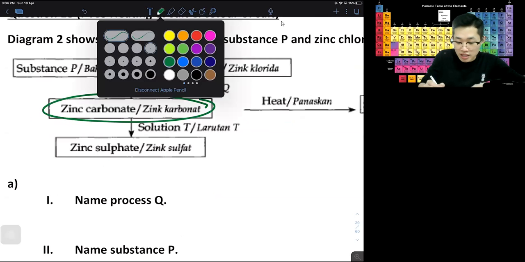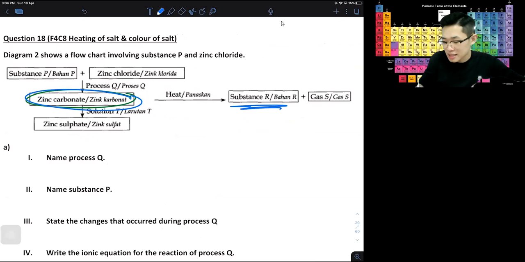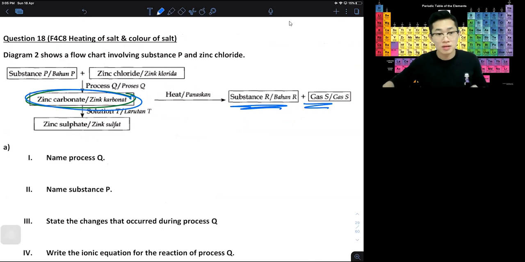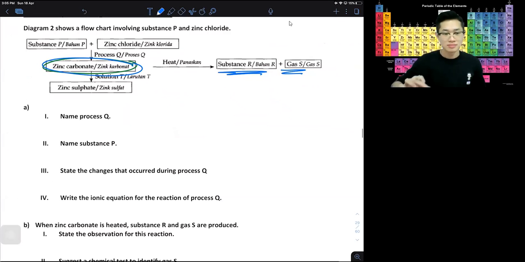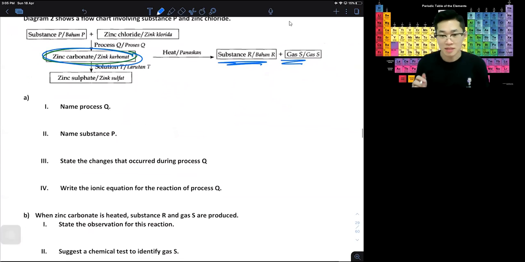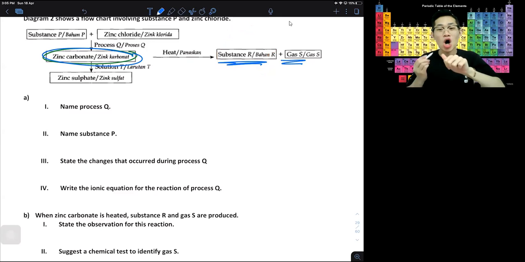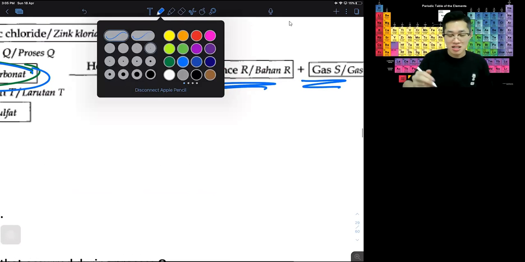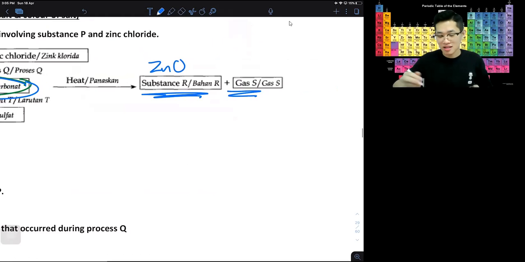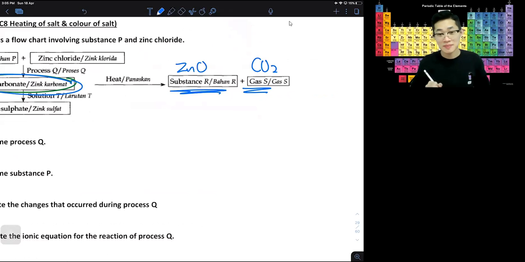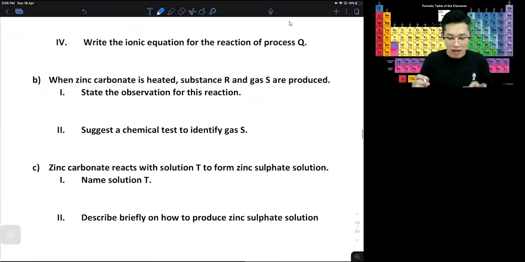So when we heat zinc carbonate, I get substance R and gas S. What is substance R? When I heat zinc carbonate, when you heat a salt, you always get metal oxide and gas. So this one is zinc oxide, and the gas is carbon dioxide. So here, our answer for B.